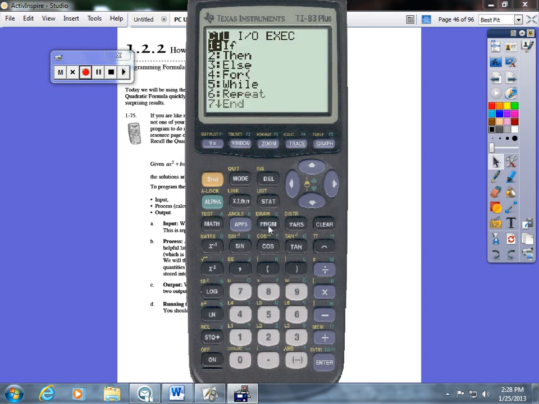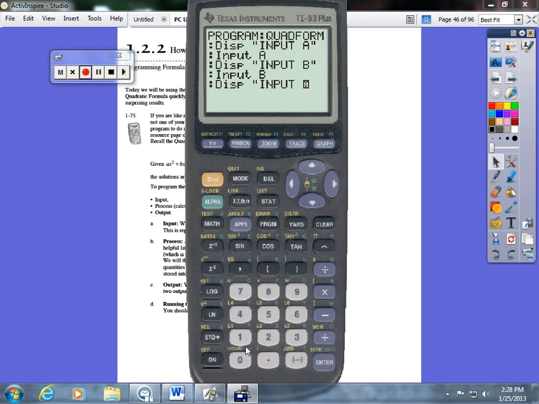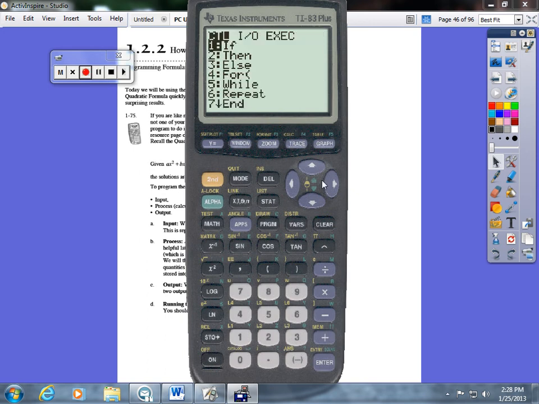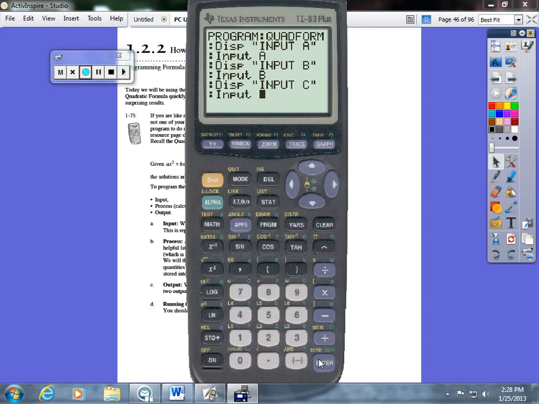Last, input that constant value. So you should be a pro by now, it's the third one. So input C, quotation. And then I need to store that for myself for later use, input variable C.